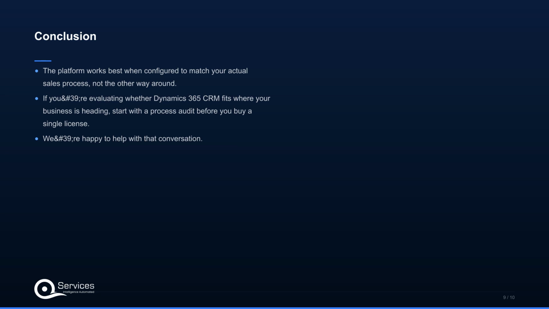A good Dynamics 365 CRM implementation takes 6 to 8 weeks with the right partner, and the difference between a CRM your team actually uses versus one that collects dust almost always comes down to that initial configuration quality. If you're evaluating whether Dynamics 365 CRM fits where your business is heading, start with a process audit before you buy a single license. We're happy to help with that conversation.